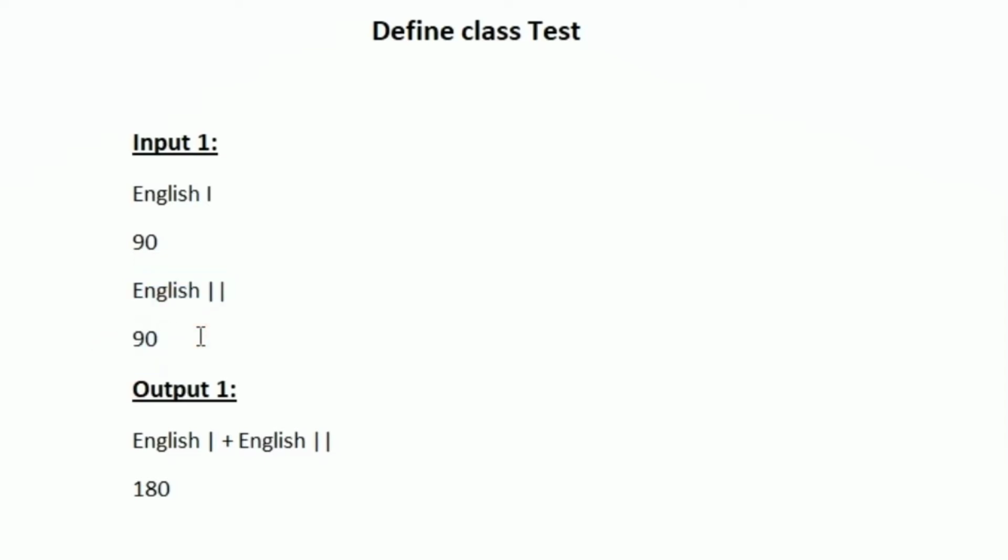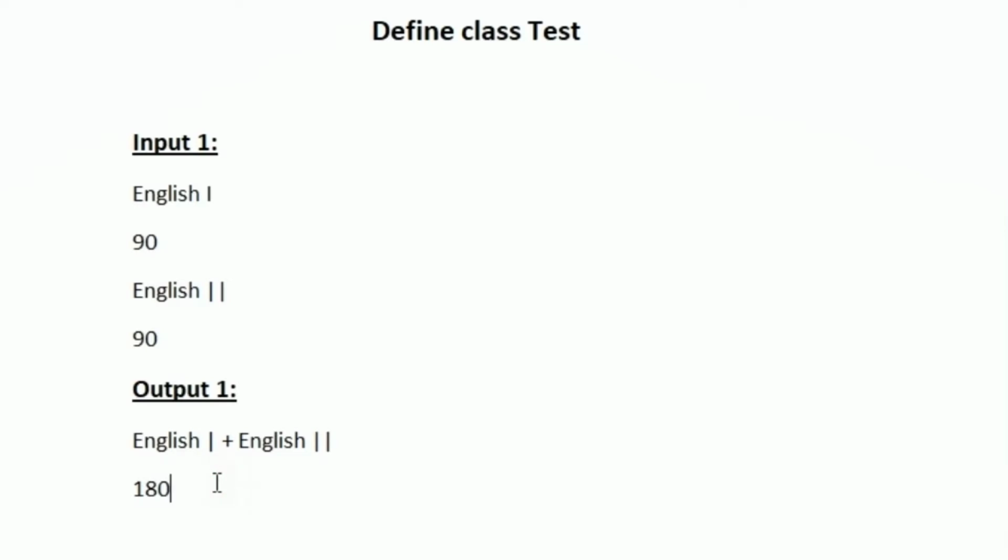Now in our output we have to print both subjects and the total time duration. In our output we can see that I am printing English 1 plus English 2. This is how we should be printing the output, and in the next line I am printing the total time. The total time is 90 minutes plus 90 minutes, which is equal to 180 minutes. So this is how we should be printing our output.